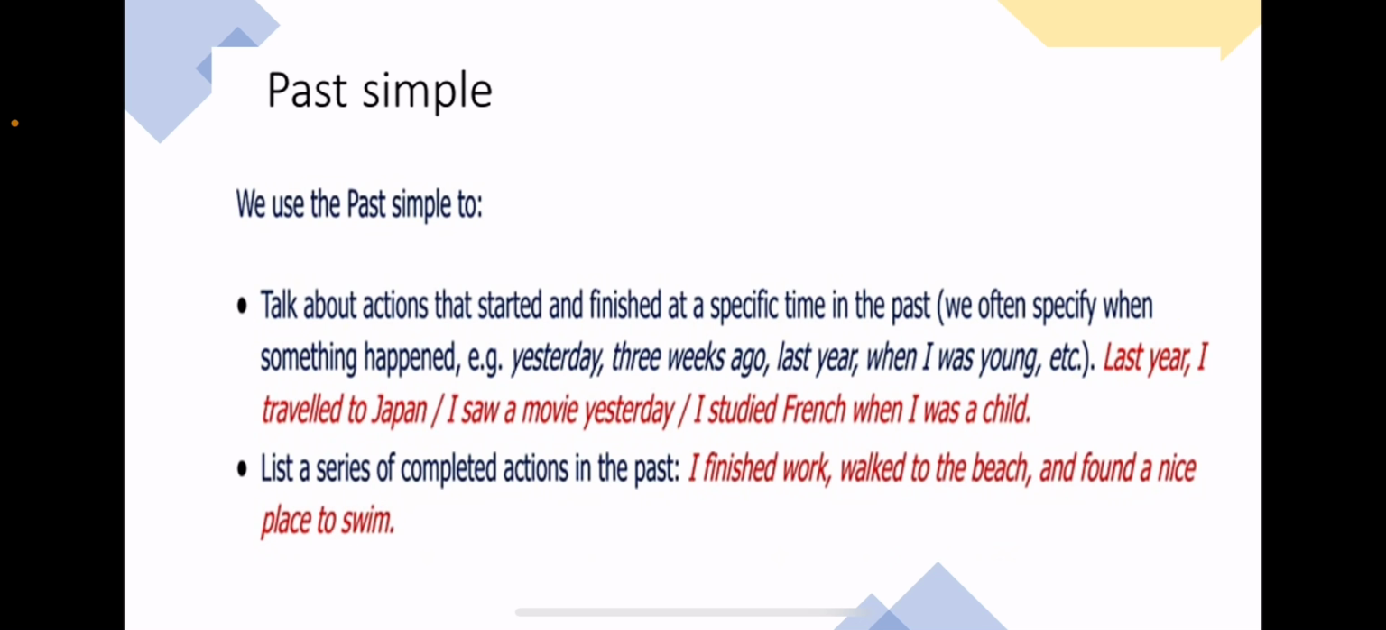So as a conclusion, we can say that the past simple, we use it to talk about actions that started and finished in the past. Normally we use expressions like yesterday, 3 weeks ago, last year, to emphasize that it's in the past. And we can also use the past simple to talk about a series of completed actions in the past, right?